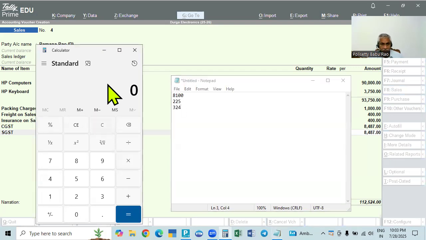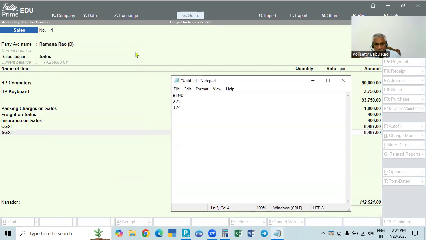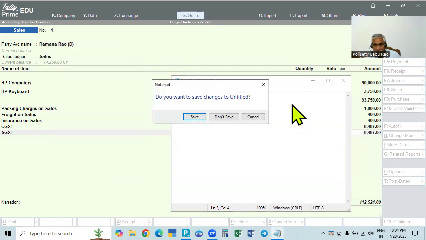Now we will add them. So here 324 plus 225 plus 8,100, the total amount will be 8,649. But it is giving something wrong. It is giving something wrong. It is taking a minute.